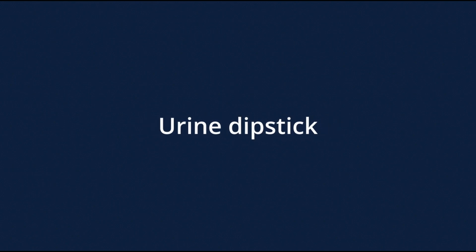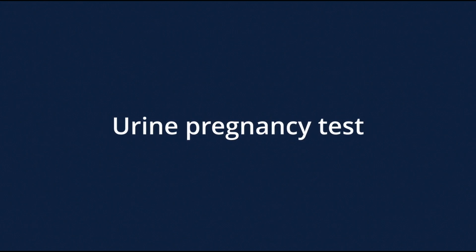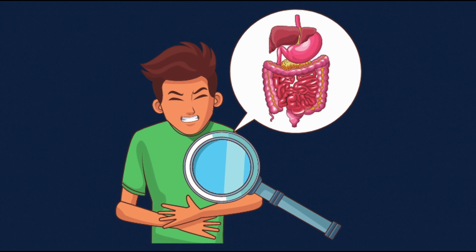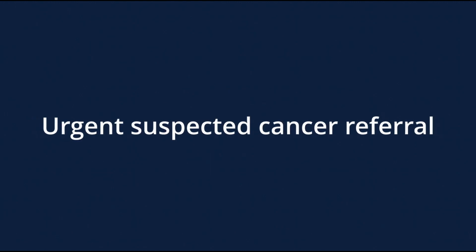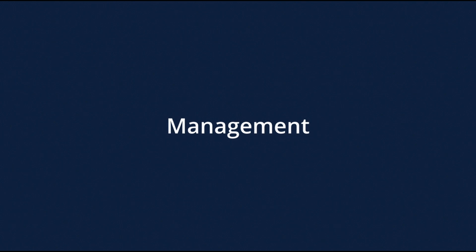Simple investigations include a urine dipstick to exclude urinary tract infection. You may want to do a urine pregnancy test. Blood test investigations include full blood count, U&Es, CRP, LFTs. If you suspect gallstones, you may want to arrange an ultrasound scan of the abdomen. If a patient presents with abdominal pain and associated unexplained weight loss, you may want to refer the patient under a 2-week wait referral to exclude malignancy. As you may have gathered, the management of abdominal pain will depend on the working diagnosis.